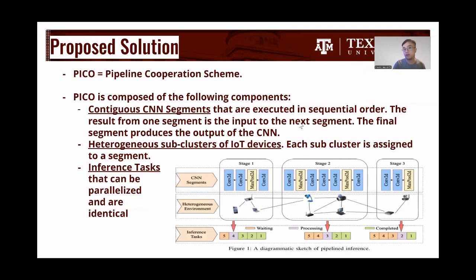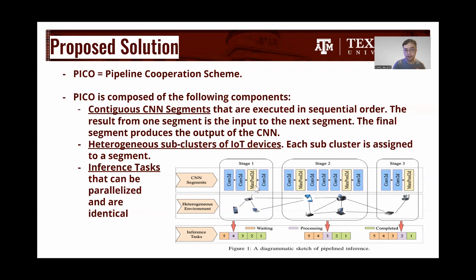So let's get into our proposed solution. Our proposed solution is known as PICO, or the Pipeline Cooperation Scheme. PICO is composed of the following components. The first are continuous CNN segments that are executed in sequential order. The result from one segment is input to the next segment, and the final segment produces the output of the CNN. We can see this here. We have our first segment, which is some convolution layers and the max pooling layer, and then there's another stage which is composed differently, and then a final stage which has a different composition.